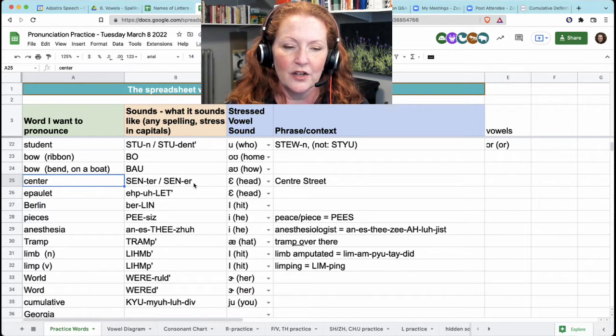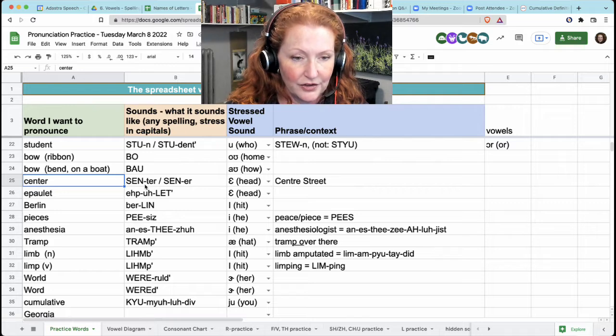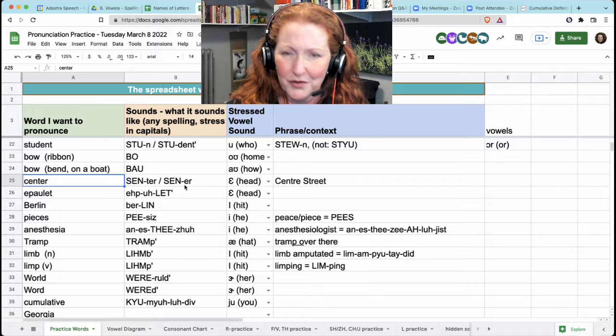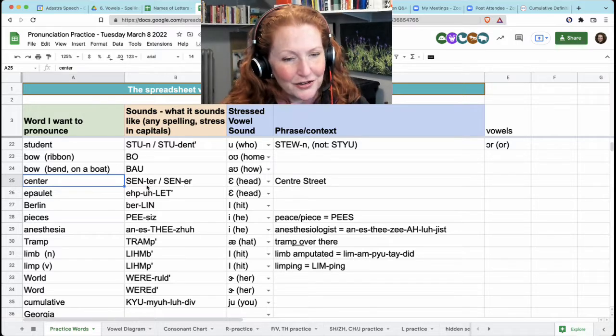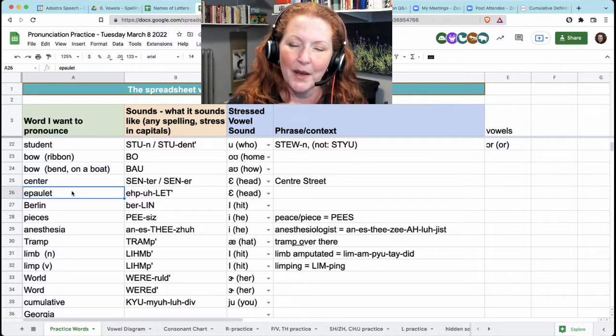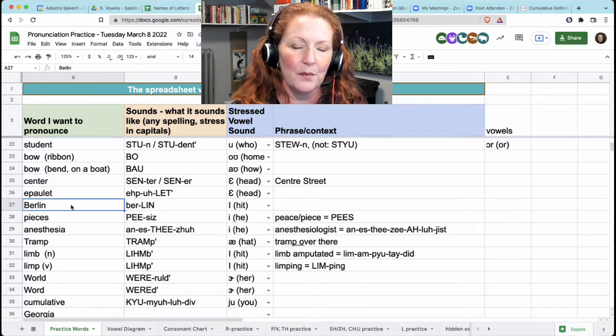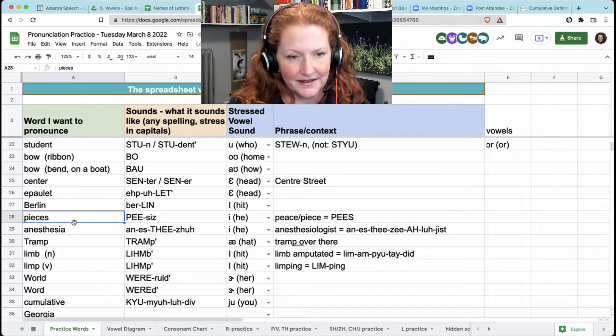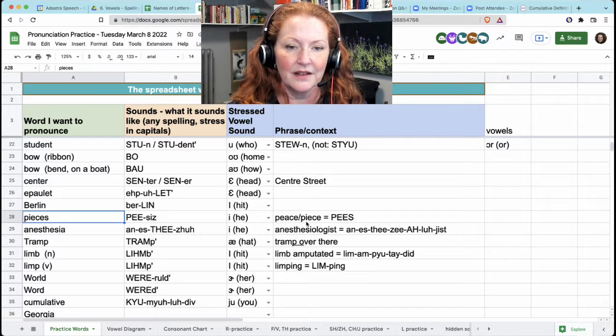You can say center or get rid of the, oh, I pointed to the wrong one. You can say it with the T, center, or without the T, center. No trees involved. Center, center. Epaulette, epaulette. Berlin, Berlin. Pieces, pieces. And if you are just saying peace, peace, they sound the same. Peace.